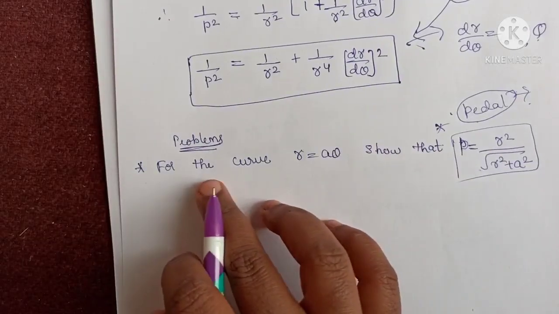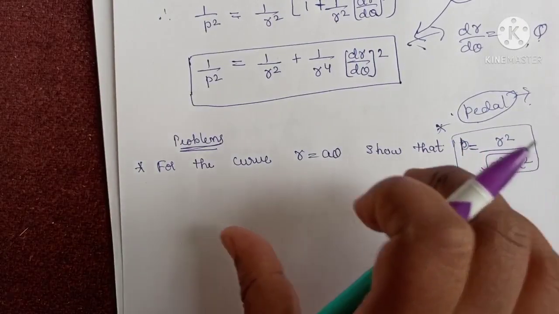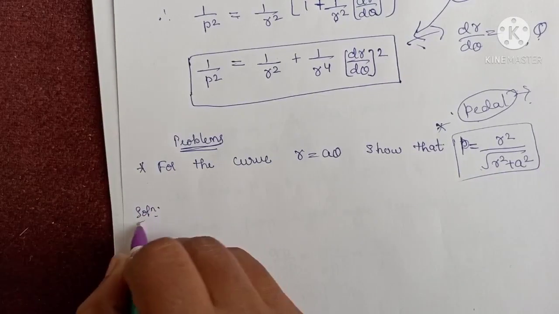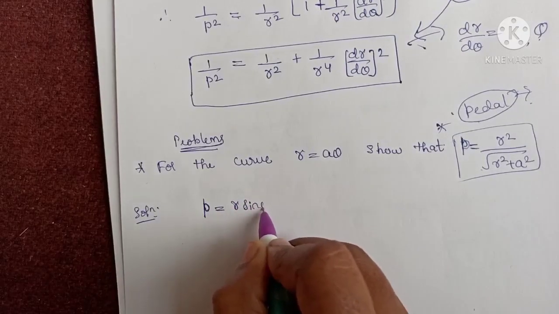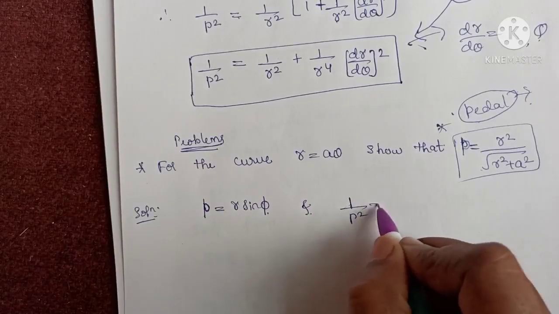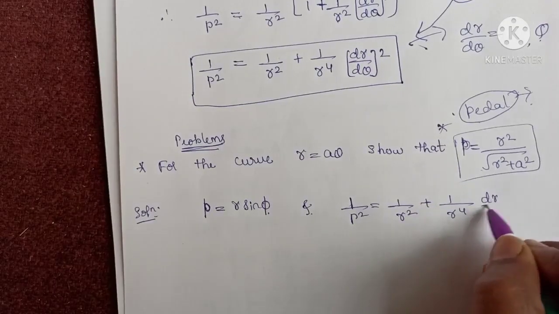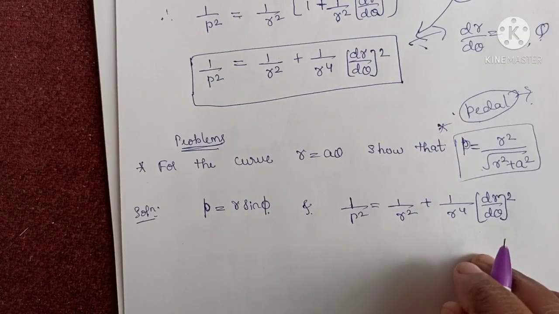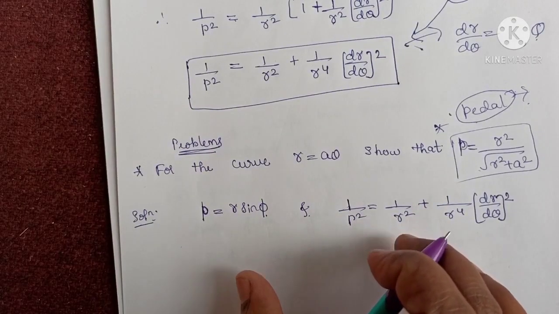So here we have to show that p equals something, which means this is a question of length of the perpendicular from pole to the tangent. For that we have two formulas: p equals r sine phi, and 1 by p square equals 1 by r square plus 1 divided by r power 4 (dr by d theta) whole square. We have to use any one of these two.